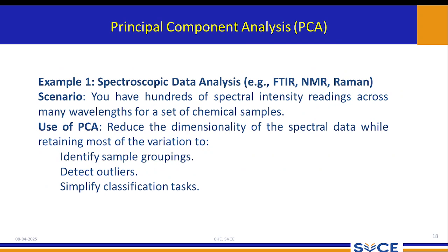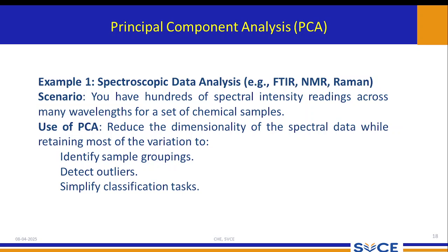And principal component analysis usually goes for spectral data: FTIR, NMR, Raman spectroscopy. For spectroscopic data analysis, the scenario is you have hundreds of spectral intensity readings across many wavelengths for a set of chemical samples. In that case, principal component analysis helps you reduce the dimensionality of the spectral data while retaining most of the variation, identifying sample grouping, detecting outliers, and simplifying the classification task.